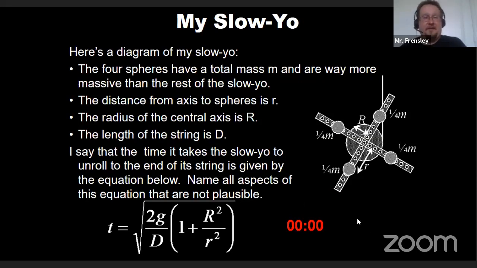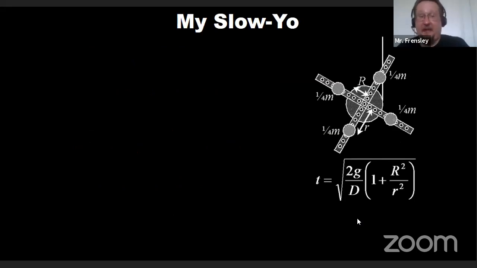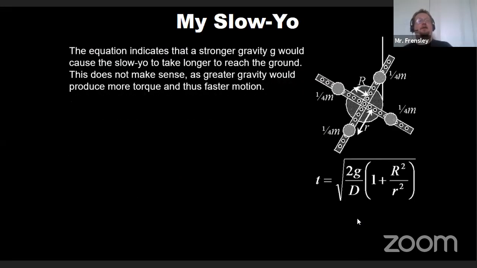Okay, so what is implausible about this equation? Turns out everything. Every one of those letters is in the wrong place. This equation states that stronger gravity would take a longer time to unroll. Look where g is in the numerator. That equation with g in the numerator says more gravity takes more time to fall. That's ridiculous. Gravity would pull harder, increasing your acceleration downward, and would take less time. g should not be in the numerator. It should be in the denominator.